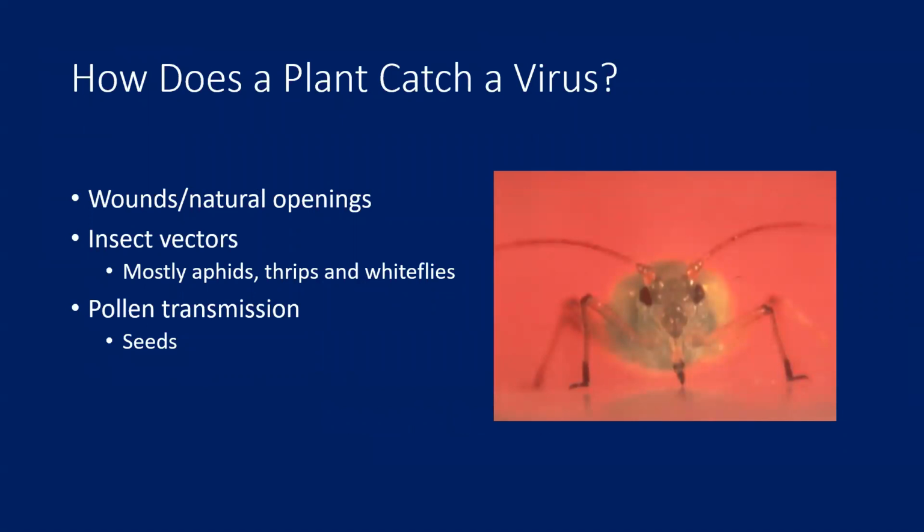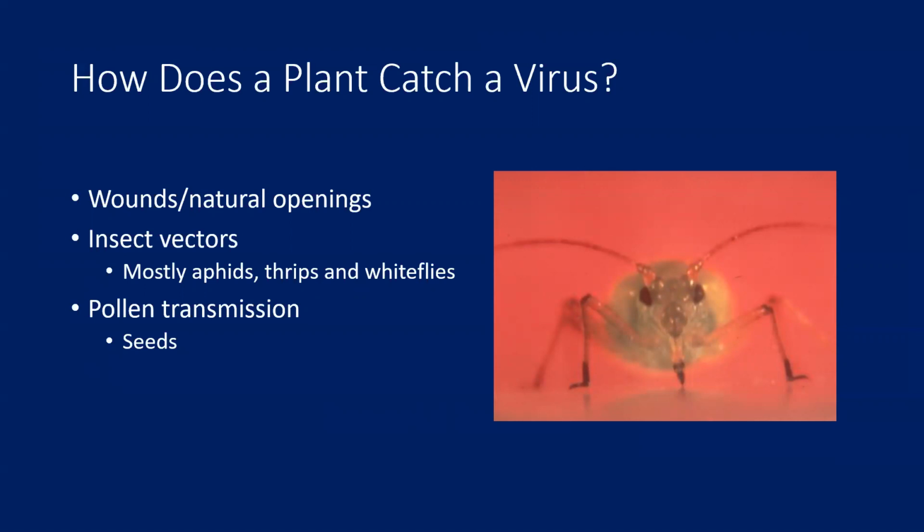So with viruses, how does a plant catch a virus? And of course, these are viruses that aren't affecting us. These are only plant specific. Like bacteria, they need wounds or natural openings in order to affect a plant. The way that they usually infect a plant is by insect vectors, mostly aphids, thrips, whiteflies, and mites. The picture to the right is a very close-up picture of an aphid.